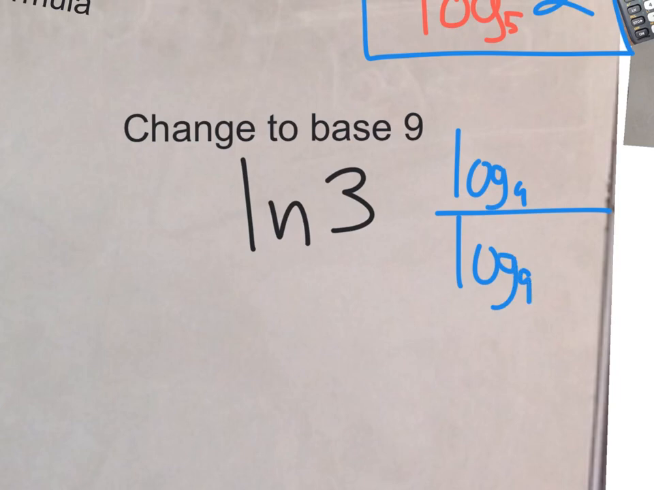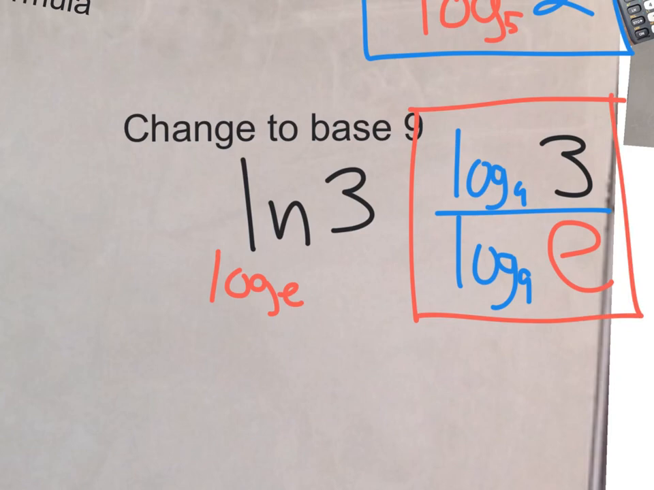And what number goes on top? The number that's further up goes on top. So that would be a 3 up here. And what number goes on the bottom? Well, this is kind of tricky because we need to remember that ln is really log base e. So the little number e is going to go on the bottom as a regular number now. So you're going to put that e right there. Okay. So this is your new expression that's equivalent to ln of 3, but now it really does have it as base 9. Log base 9 of 3 over log base 9 of e.